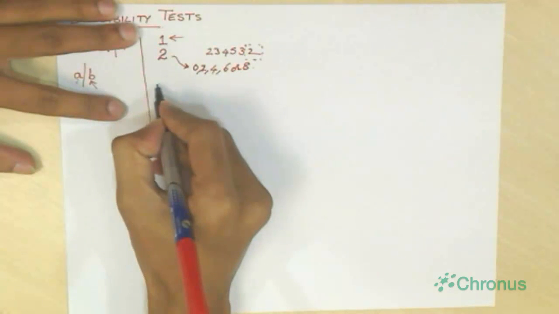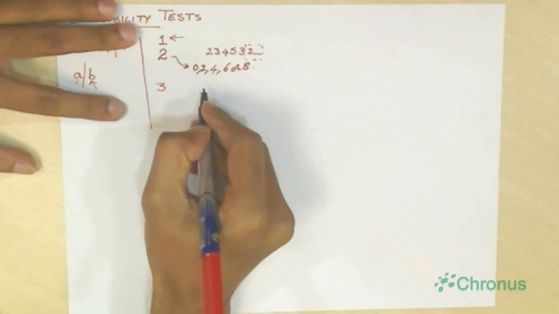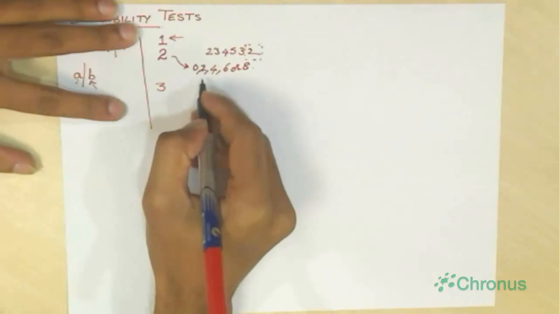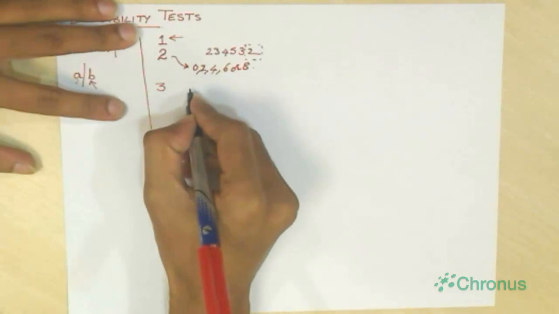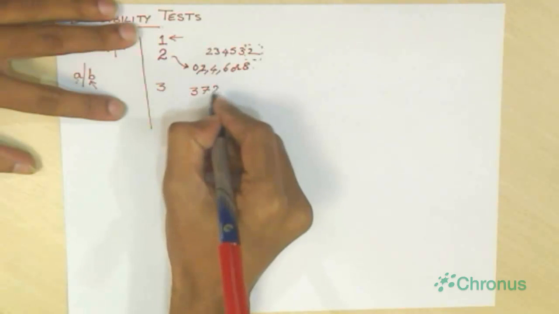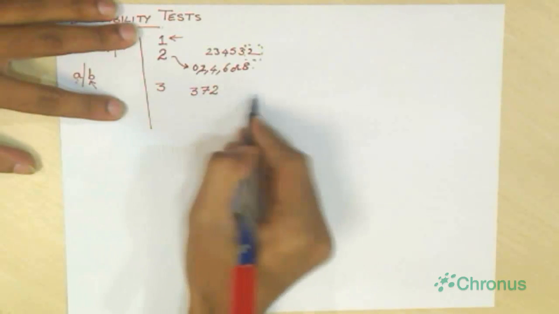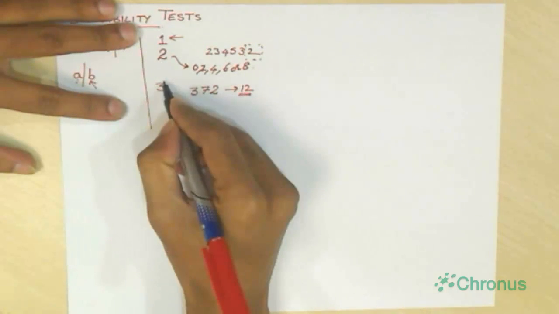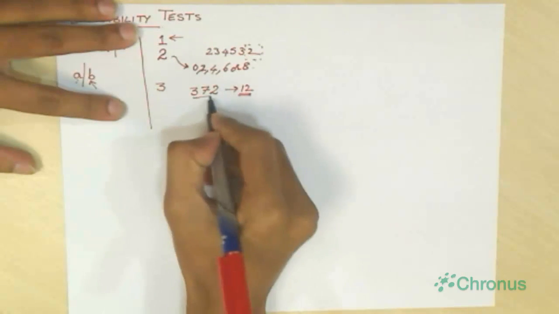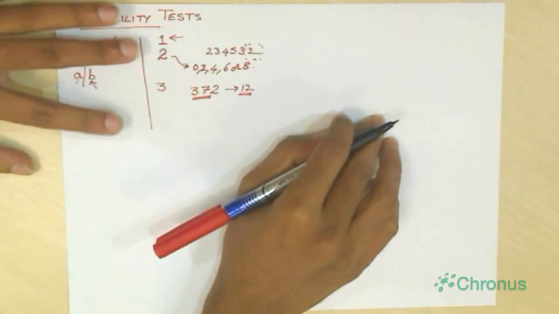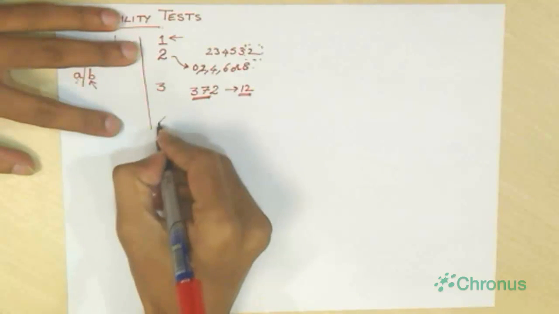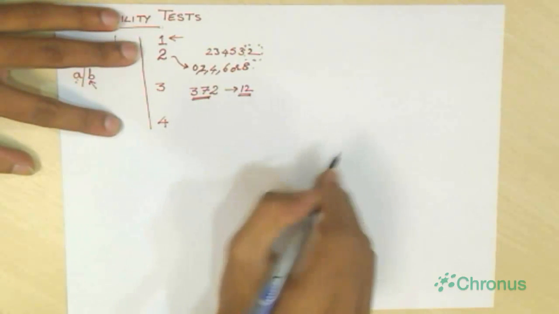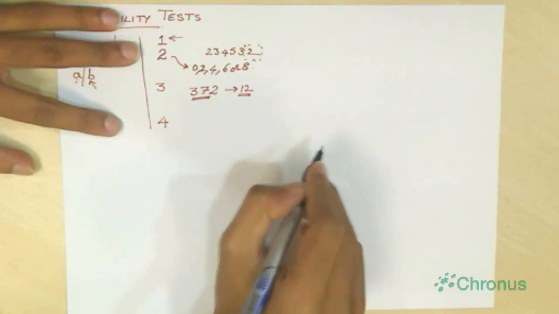And a number is said to be divisible by 3 if the sum of all the digits of the number is divisible by 3. So let's take the number 372. Add the 3 digits, we get 12, which is divisible by 3. So the number itself is divisible by 3. A number is said to be divisible by 4 if the number found by taking the last 2 digits of a number is divisible by 4.